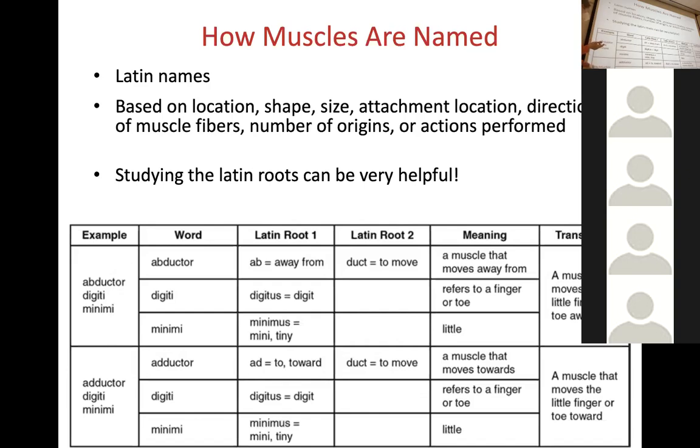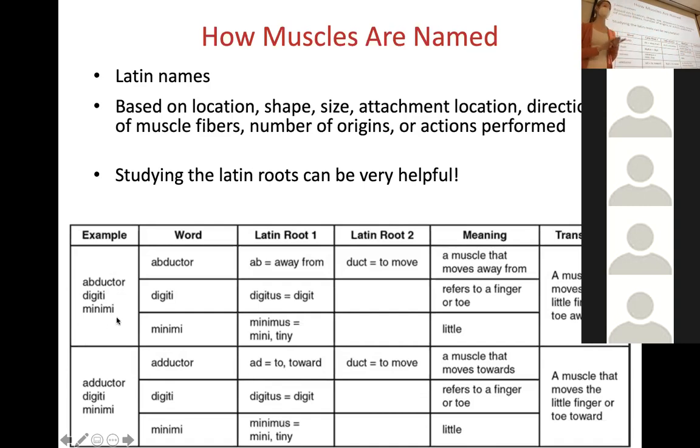So you know what abduction and adduction is. Abduction is moving something away from the midline, assuming you do remember abduction and adduction, that's the first step. Adduction is moving towards the midline. Digiti is obviously referring to a digit, a finger or a toe. And then minimi just means small. So this is, if you go all the way over the translation here, a muscle that is moving the little finger or toe away.